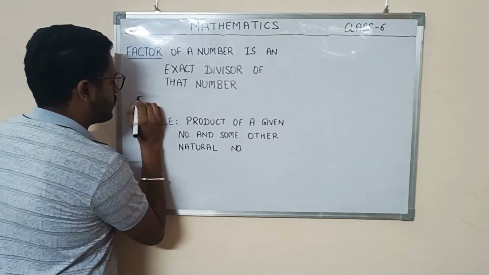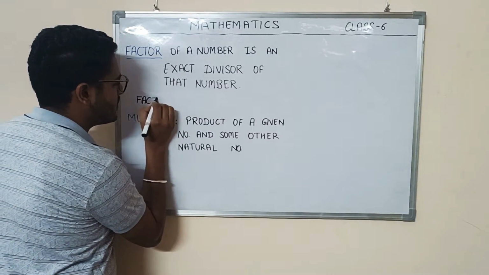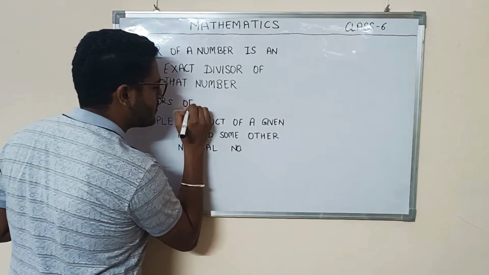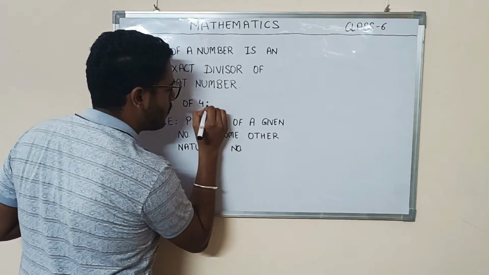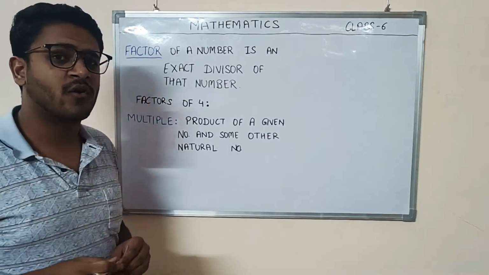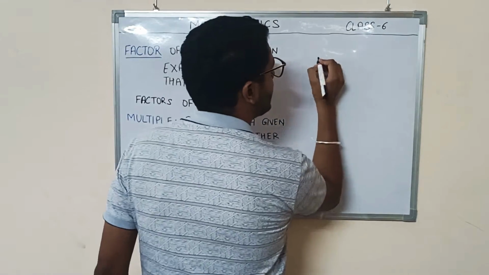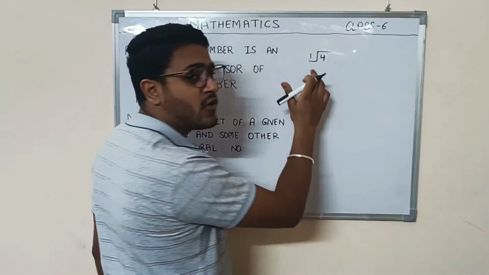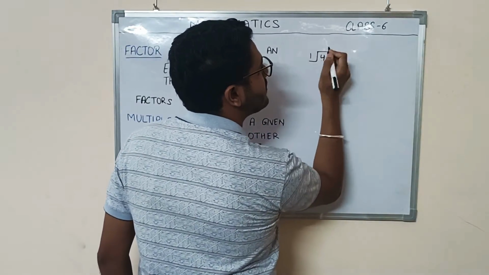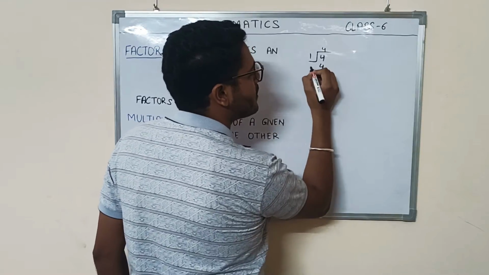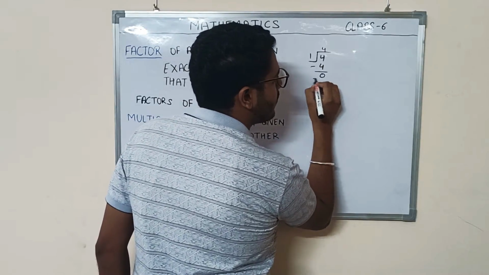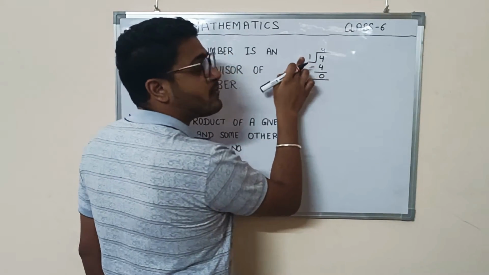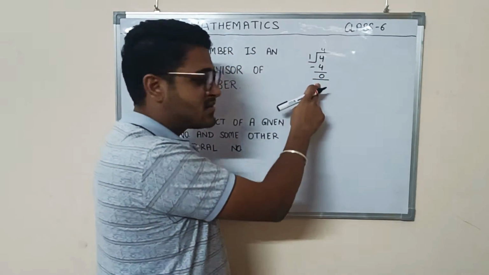Let's try to find out the factors of the number 4. How are we going to find it out? Let's try to divide 4 by the number 1. 1 4s are 4. When we subtract, we get the remainder as 0, right? On dividing 4 by 1, we are getting the remainder 0.